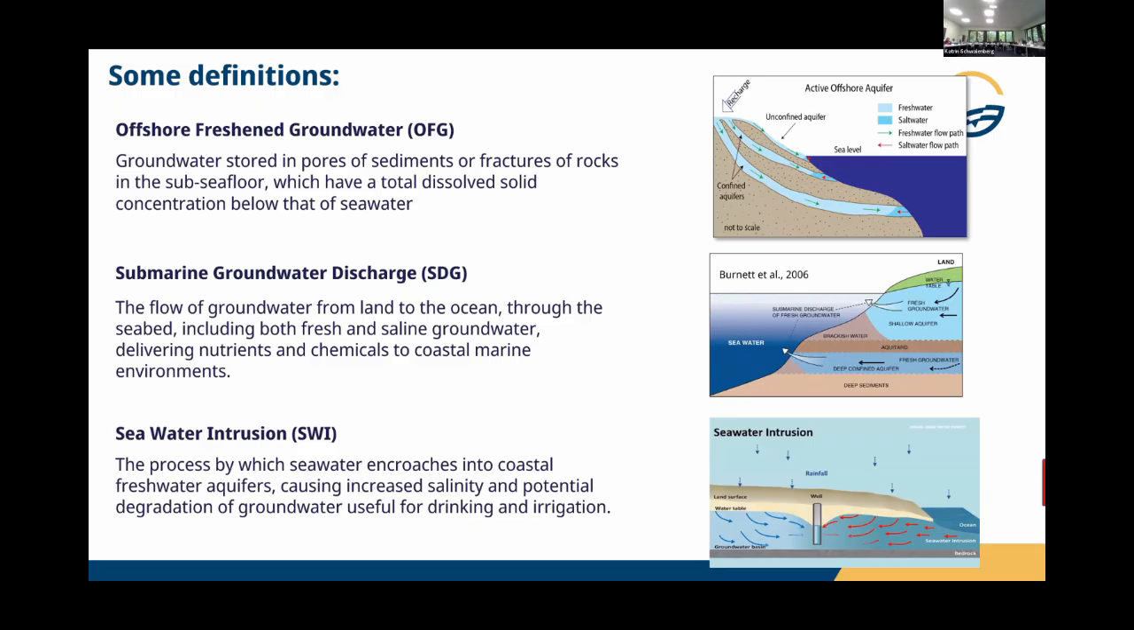Submarine groundwater discharge is the flow of groundwater from land to the ocean through the seabed, including both fresh and saline groundwater, delivering nutrients and chemicals to coastal marine environments. It took me quite a while to understand what's really meant by that. I thought it's just these puddles which occur at the beach or in coastal areas, but it's any water which discharges through the seafloor into the ocean. So it could be diffuse and it could be localized.